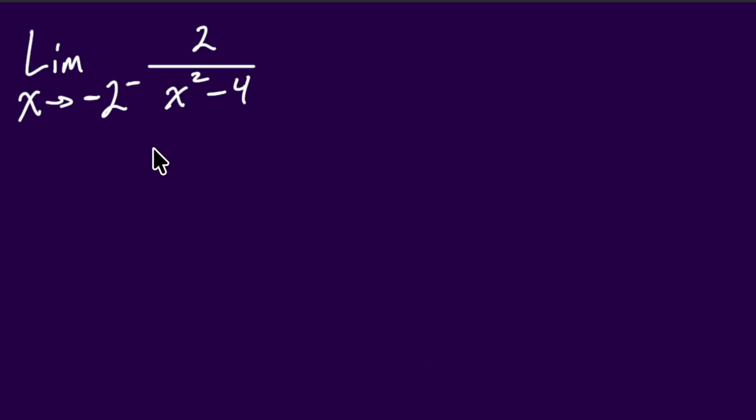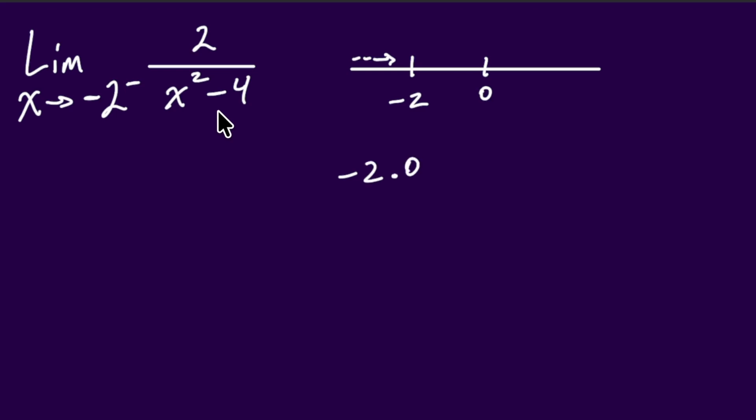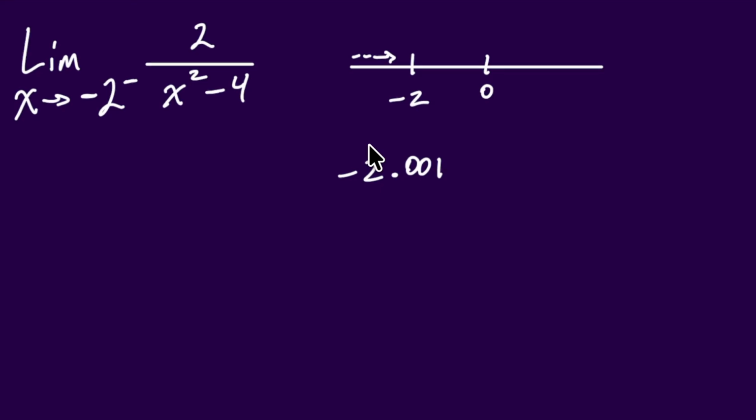Next, we have the limit as x approaches negative 2 from the left of 2 divided by x squared minus 4. So if we go to the number line, and here's negative 2, as we approach from the left, we see that we're going to have negative 2.001, for example, just beyond the negative 2. So if we square that, that's going to become a positive number that's a little bit bigger than 4. So let's do something like that.